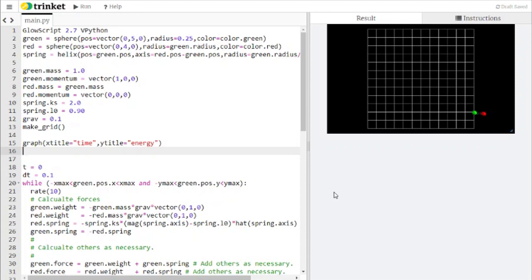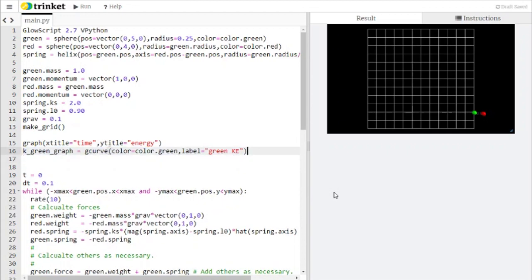So let's start with the kinetic energy. So let's start with K green graph. That's going to be a gcurve. And we'll give that color equals color dot green, since that is the color of the object we're looking at. Comma, then let's give this thing a label of green kinetic energy. There we go. And then we'll do the same thing for the red.